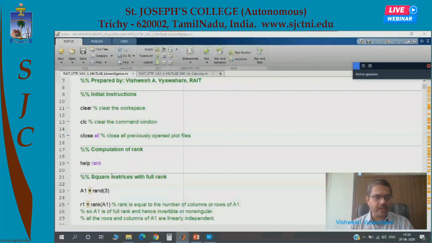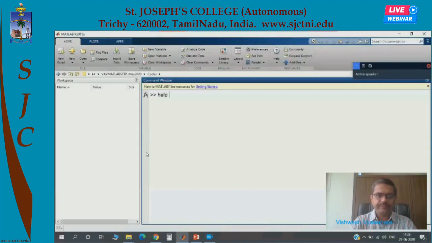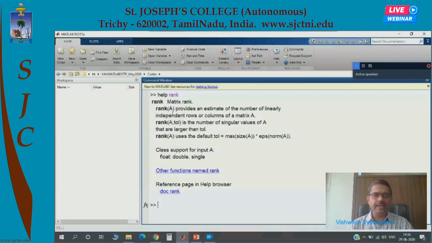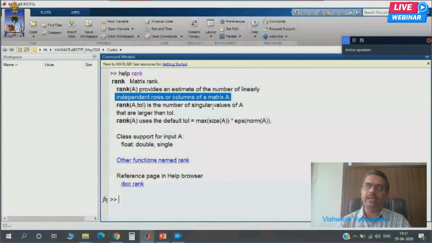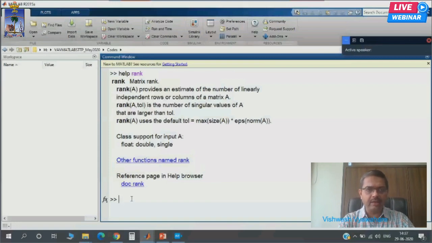So let's start with the rank. What do you understand by rank, as far as the matrix is concerned? Rank is the number of linearly independent rows and columns of a matrix. This is what we know by rank. If a matrix is full rank, then it is invertible. If a matrix is not full rank, then it is not invertible.